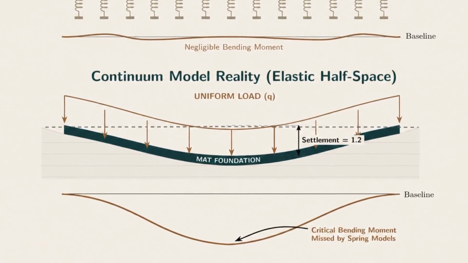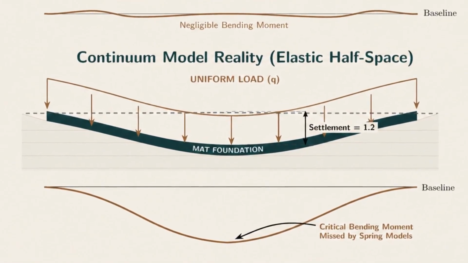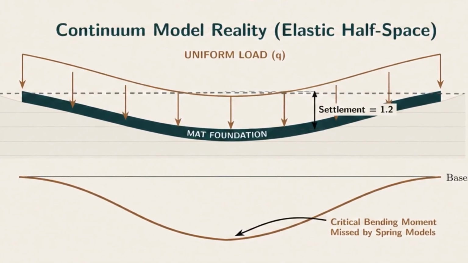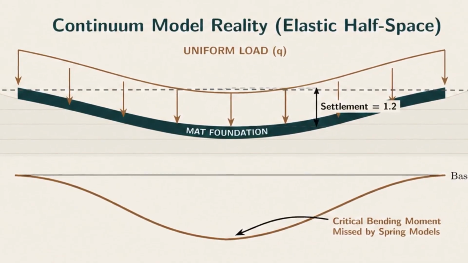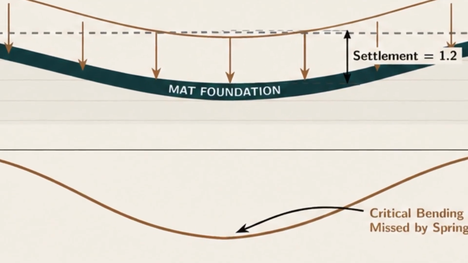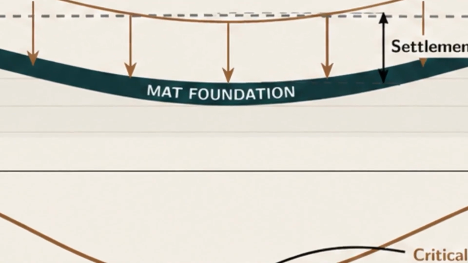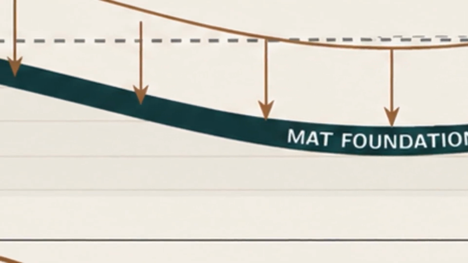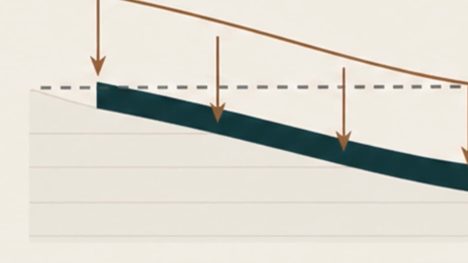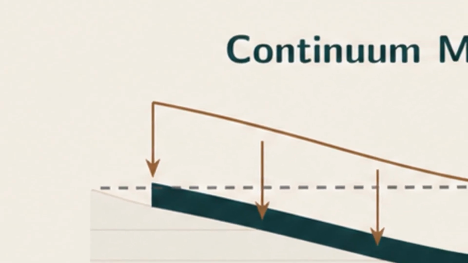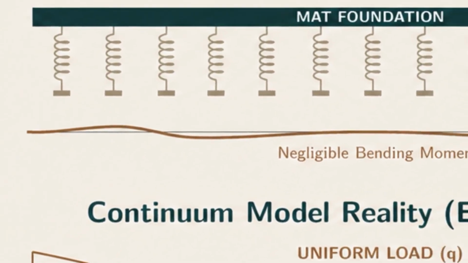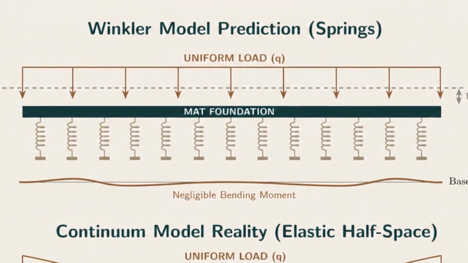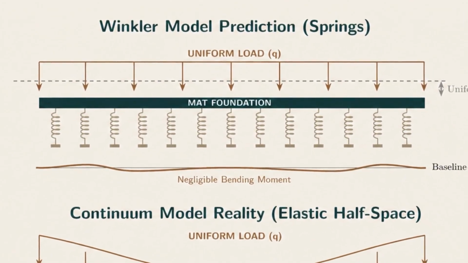In a continuum model, even under a perfectly uniform load from the building columns, the mat will settle more in the center and less at the edges. Why? Because the soil in the center is confined by the soil all around it, allowing it to compress more, while the soil at the edges is freer to bulge outwards. The spring model is completely blind to this. It cannot capture this coupling effect. As a result, the Winkler model will predict a completely different settlement profile, and more importantly, a completely different pattern of bending moments, which are the forces that your steel reinforcement must resist.